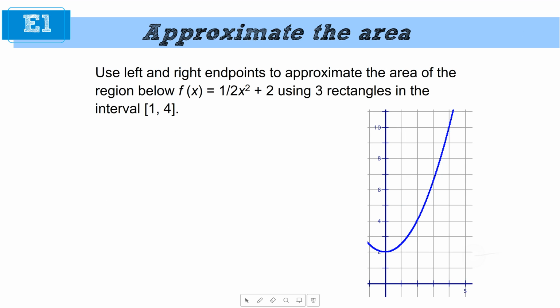Okay? So let's do this one together. Now in this case, I gave you f of x. It's a parabola, 1/2 x squared plus 2. We're going to use 3 rectangles. Question number 1, what's delta x?